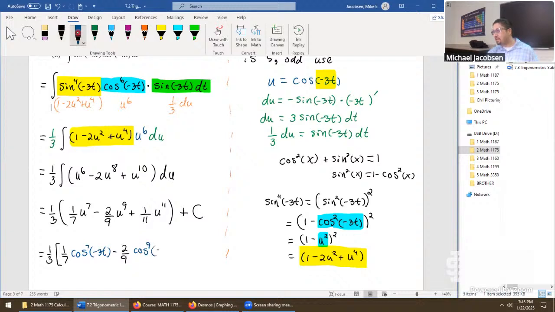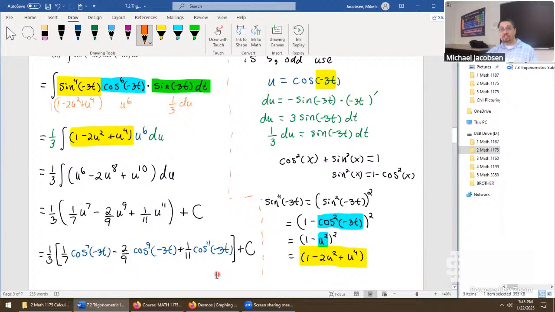Cosine power 9 of negative 3t plus 1/11 cosine power of 11, negative 3t, close the bracket, add the constant, and now we've got it, folks. Let me just move that partition over. This is finally our full answer.